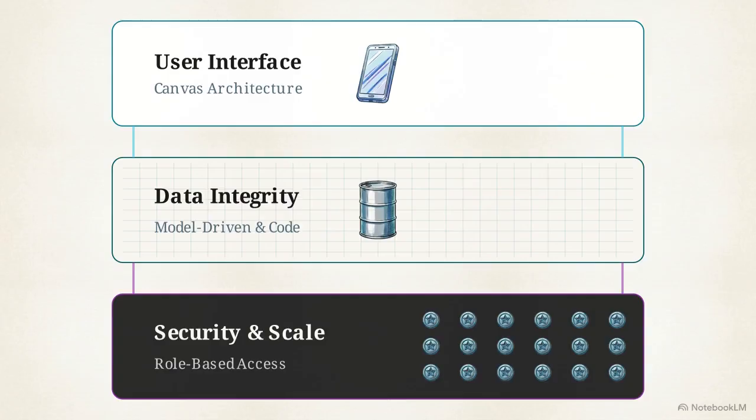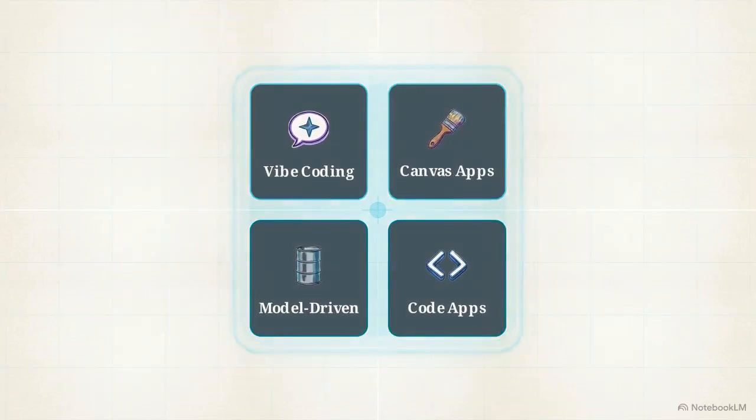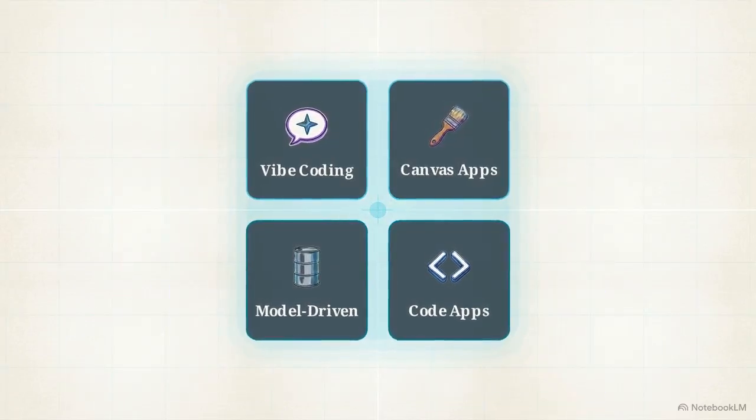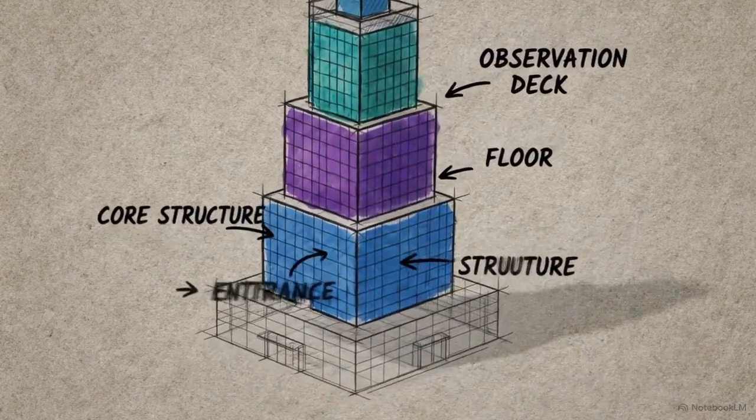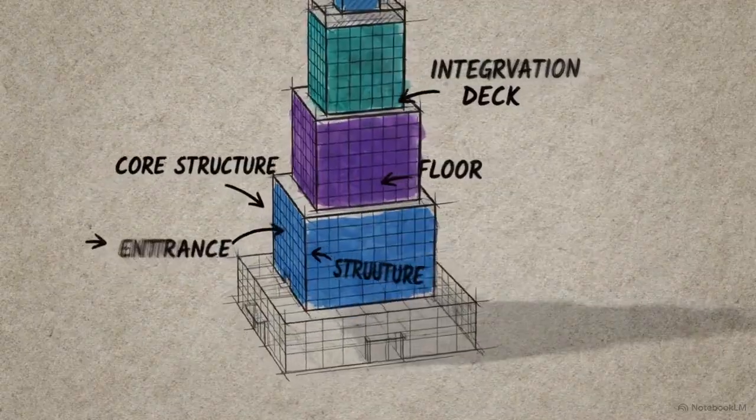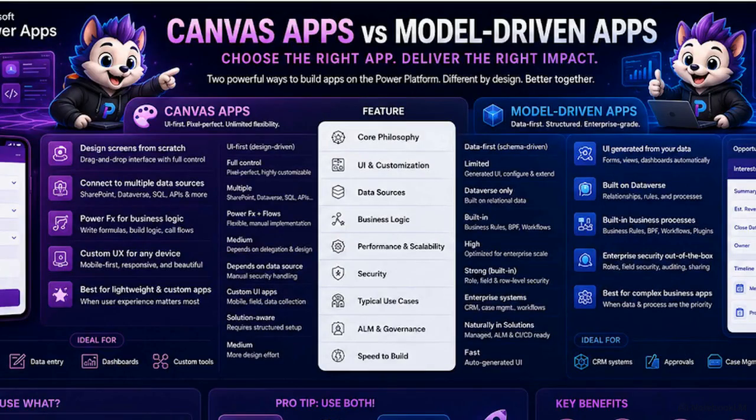We understand the technical inputs and limitations of these 4 tiers. Now, we have to map the right architectural tool to the specific business problem you are trying to solve. This matrix compares the core philosophies of the 2 dominant platforms side by side. On the left, Canvas is completely UI-driven. On the right, model-driven is entirely data-first.